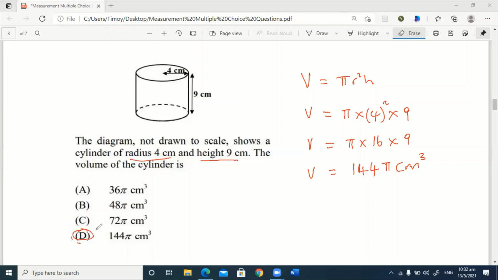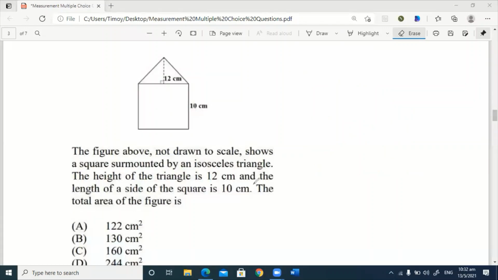All right, and we're finished for that one. So here we're given a compound shape. The question is, the figure above, not drawn to scale, shows a square surmounted by an isosceles triangle. The height of the triangle is 12 centimeter and the length of the square is 10 centimeter. The total area of the figure is, so here we can split up this figure into two.